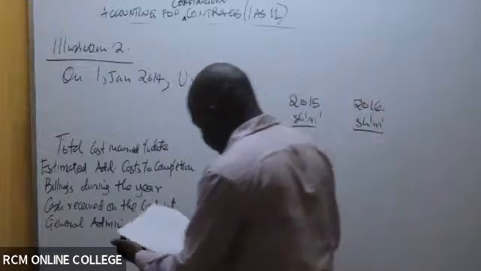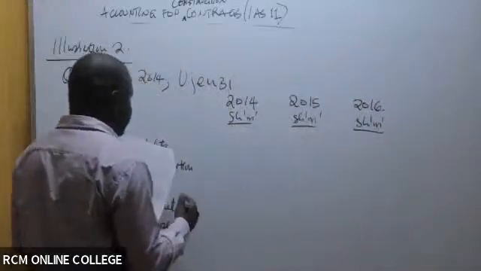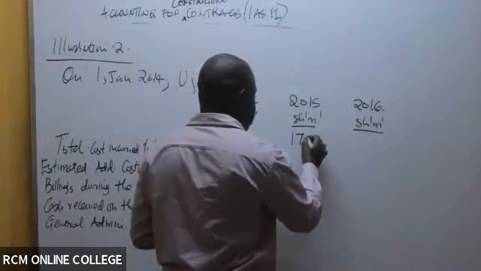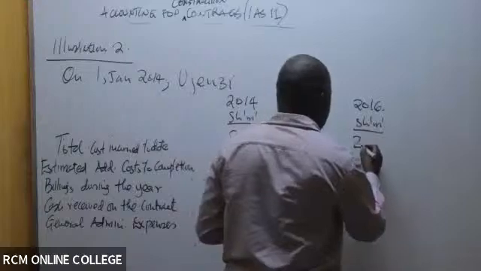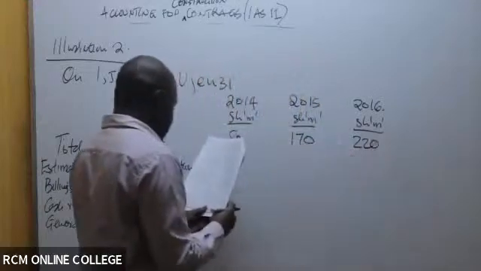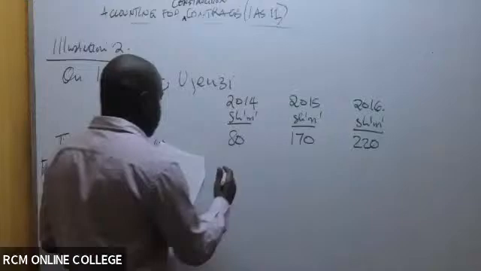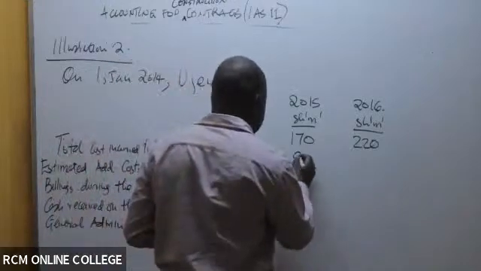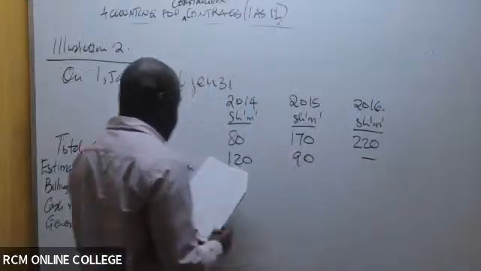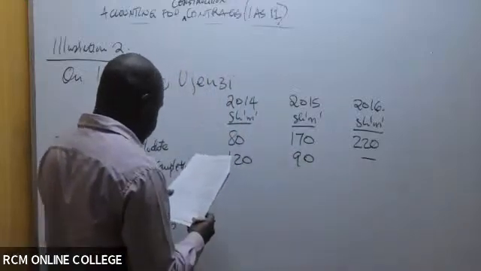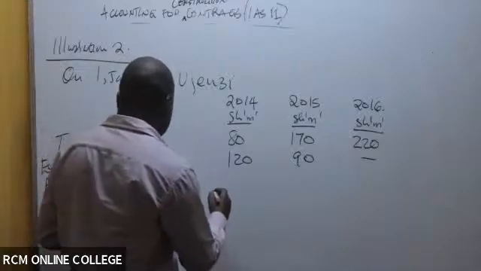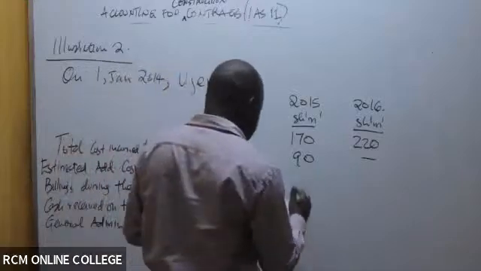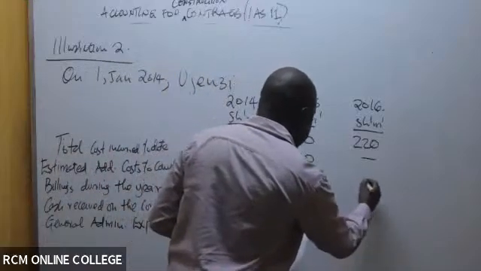So tunataka kuanza kuweka figures. So hapa total cost incurred to date, hapa ni 80, hapa ni 170, hapa ni 220. Estimated additional costs to completion is what this one is 120 million, this one is 90, and this one there's nothing there. Billing made during the year on the contract is actually 90, this one is 100, this one is 60.